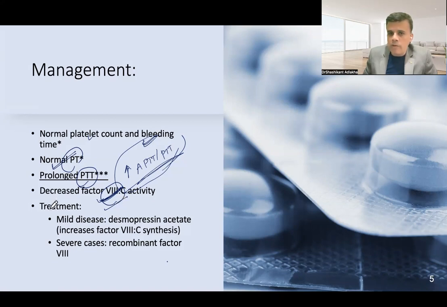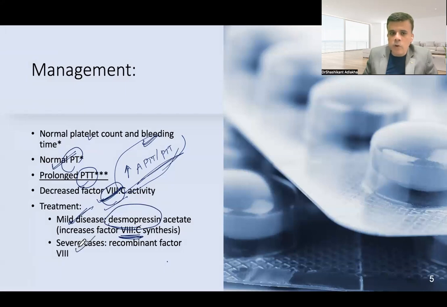So what will happen after that? After you diagnose hemophilia A, then you have to treat. If the activity is 5 to 50% of normal, then it is mild hemophilia. Then you can treat it with desmopressin acetate. Desmopressin acetate is a synthetic analog of ADH, antidiuretic hormone, or vasopressin. What it does is increase the release of factor 8 from endothelium. That is the function of desmopressin.